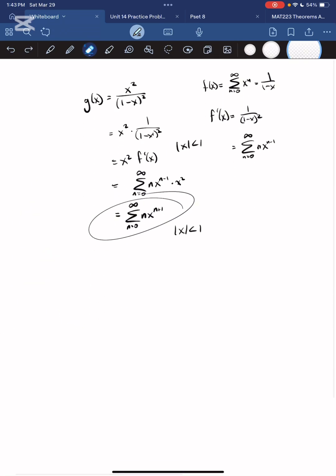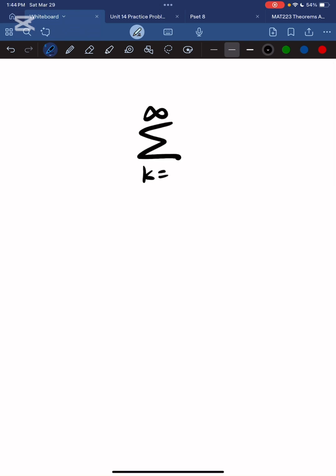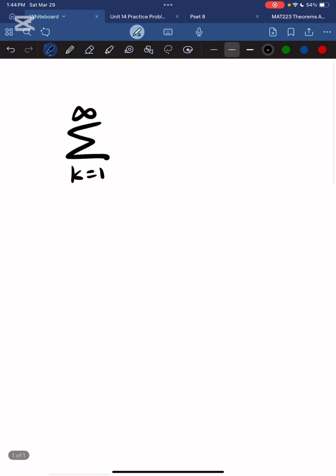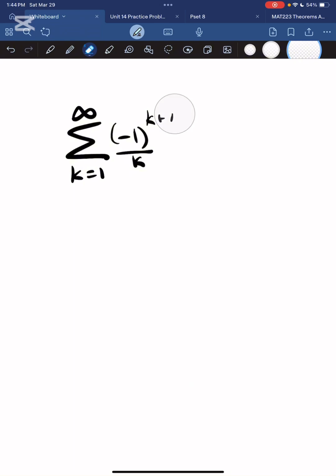All right, in this last example, it's very, very challenging to see. So if you can see it, it's very impressive. But this is more of a very cool application of this stuff. So let's take the alternating harmonic series, right? And we can write it, so there's 2 ways to write it. We can write it like this, or we can also write it like that, okay? Either one is the exact same, right?